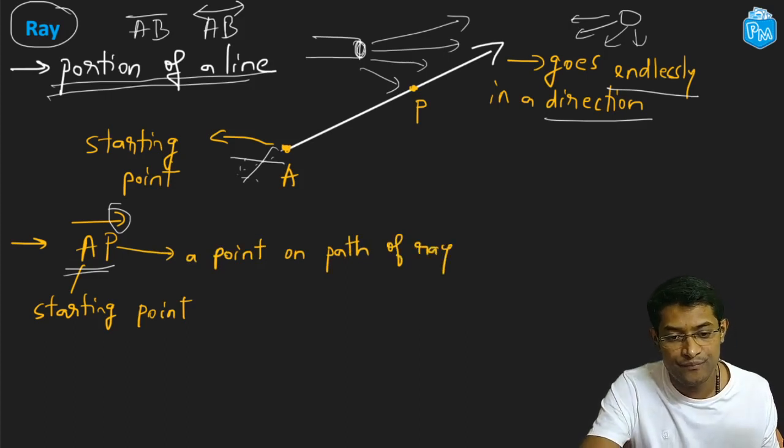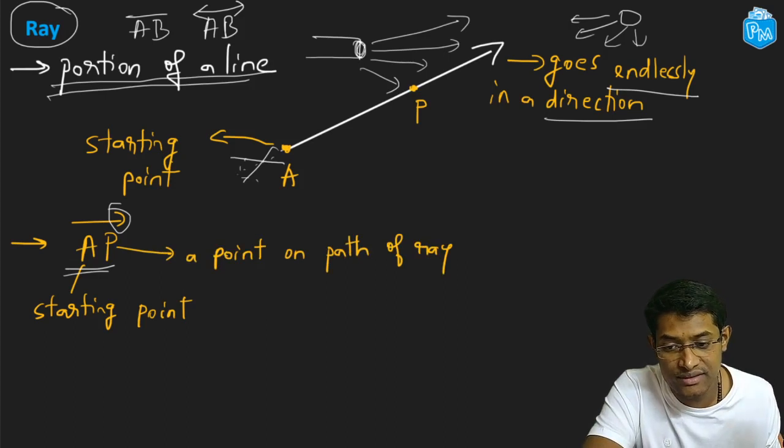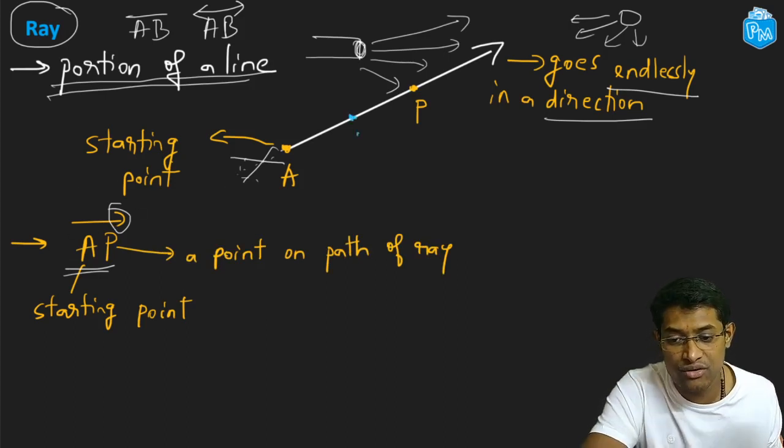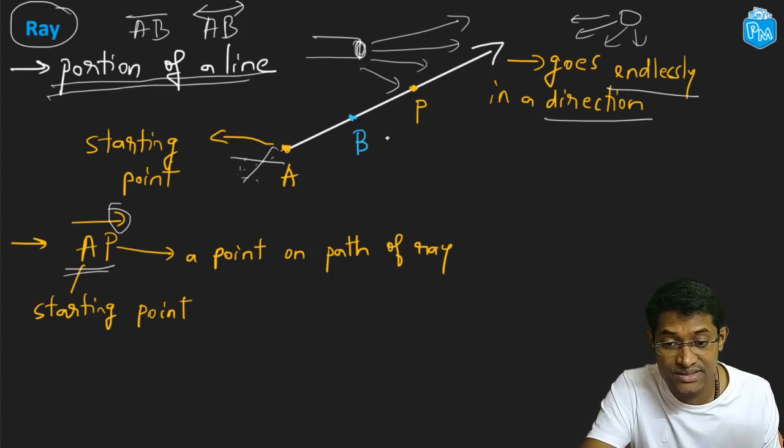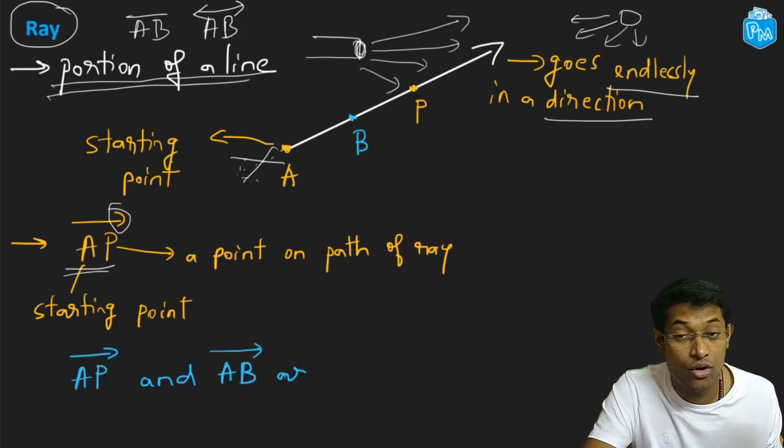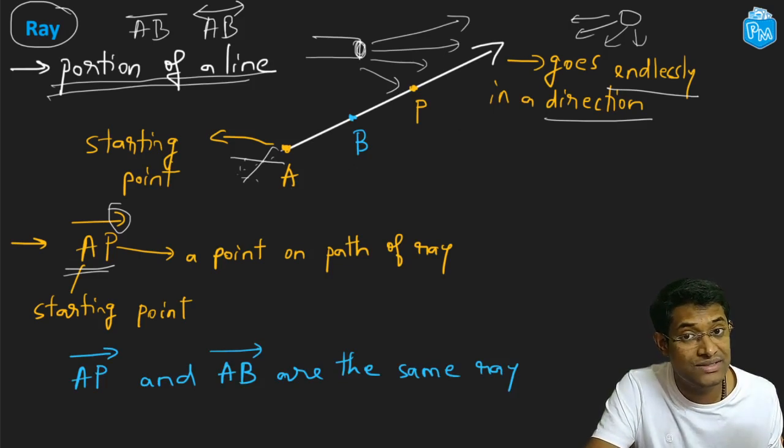Now an interesting thing, let's try to analyze this a little bit more. Let me take one more point on this ray. So this point over here, this point B, is also on the ray. Now you can see that I could name this ray either as AP or AB. Both denote the same ray, right?